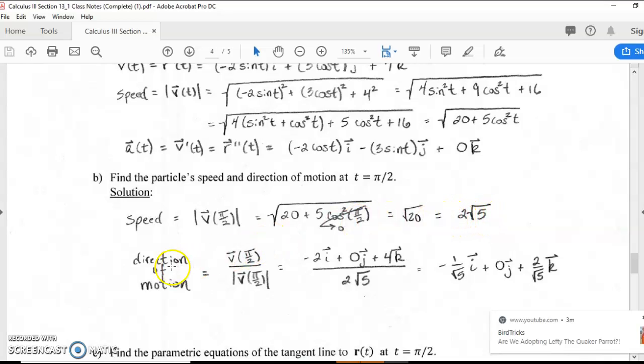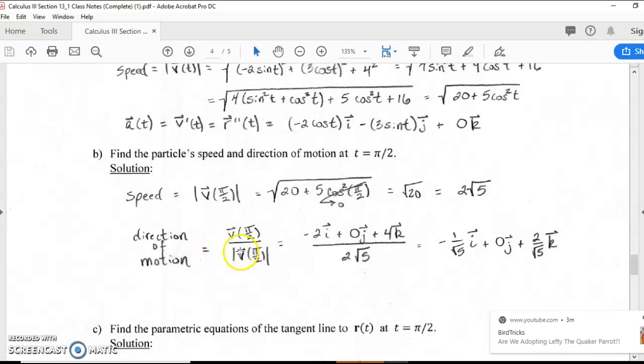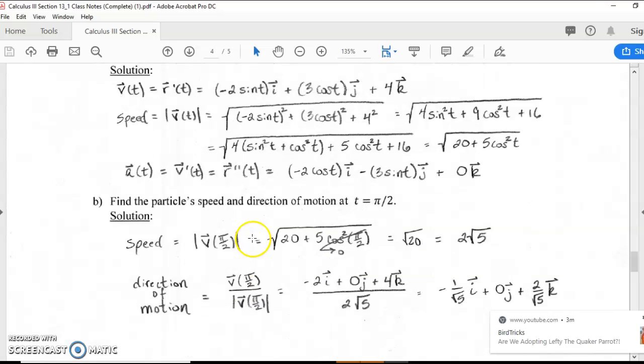The direction of motion simply means the velocity vector made into a unit vector. So we take v of pi over 2, and then we divide it by its magnitude. We just found the magnitude to be 2 square root of 5, which is the speed. And the velocity vector itself at pi over 2 is minus 2 times the sine of pi over 2. Sine of pi over 2 is 1, so that's minus 2. Cosine of pi over 2 is 0, so that's 0, and then 4. So minus 2 divided by 2 square root of 5 is minus 1 over the square root of 5 in the i direction. 0 divided by 2 square root of 5 is 0. And 4 divided by 2 square root of 5 is 2 divided by square root of 5 in the k direction.